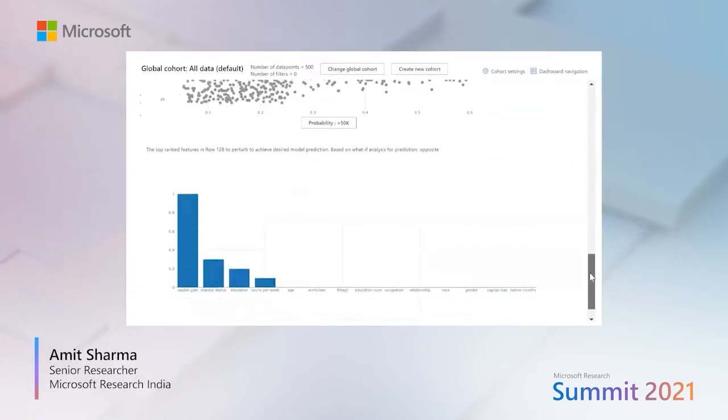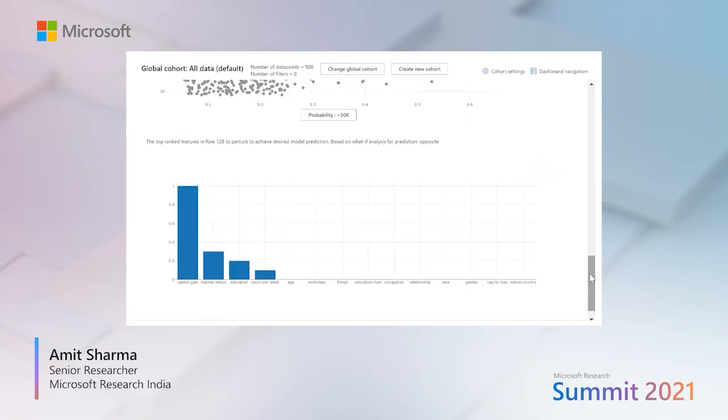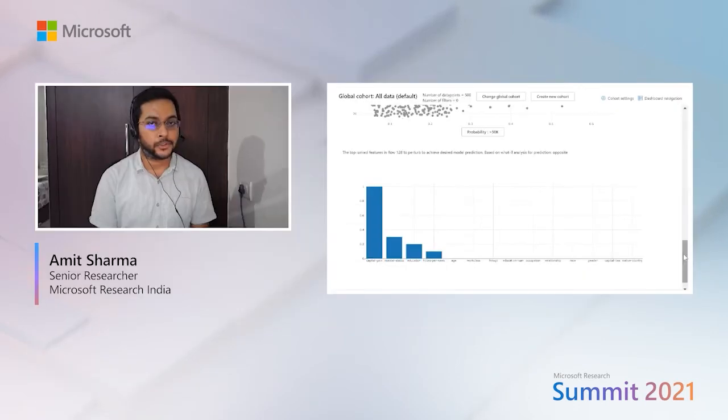So the first thing that we can see using this tool is an overall summary of what features the model thinks are important here. Of course, the first one that comes up is capital gain. No surprises there. More capital gain means your income will also increase.